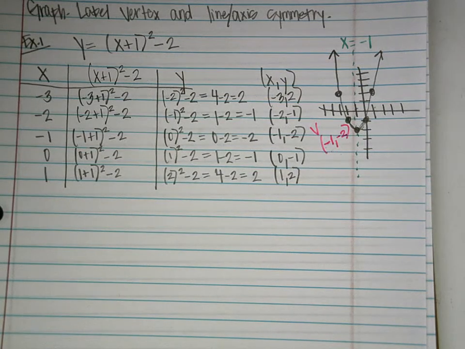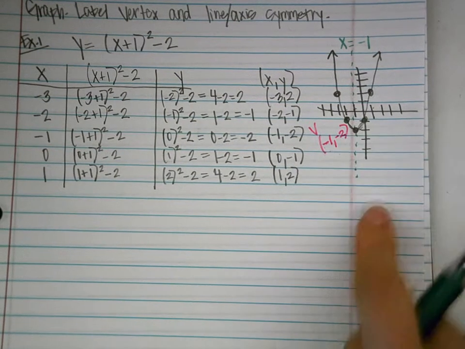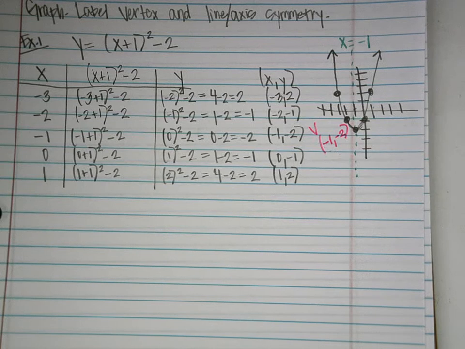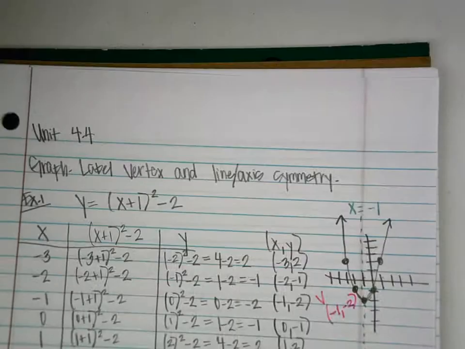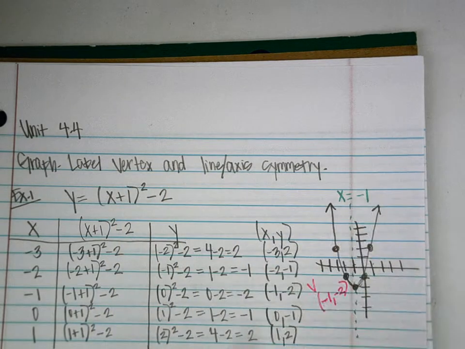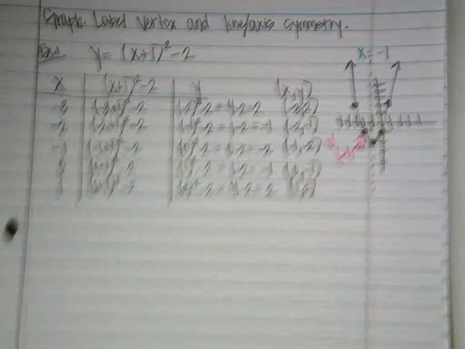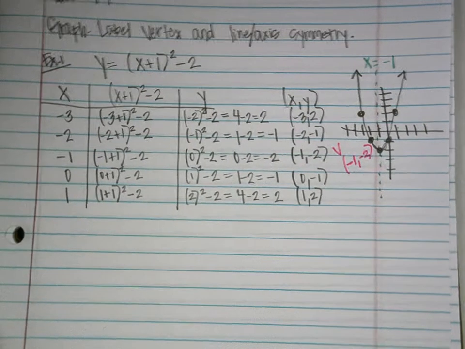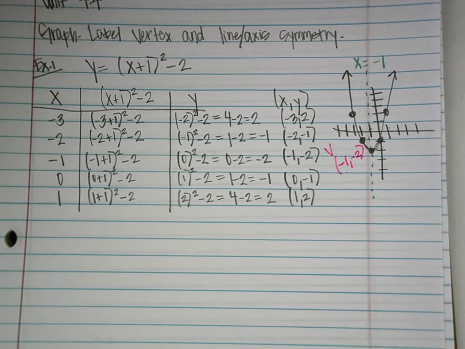That is how we label our vertex and line of symmetry based on our graph. So if you graph first, then you can label vertex and line of symmetry. Yes, they do have to be labeled because that's what it said in your instructions: label vertex and line of symmetry. That's your answer. So all we're doing today is just graphing, labeling the vertex, and labeling the line of symmetry.